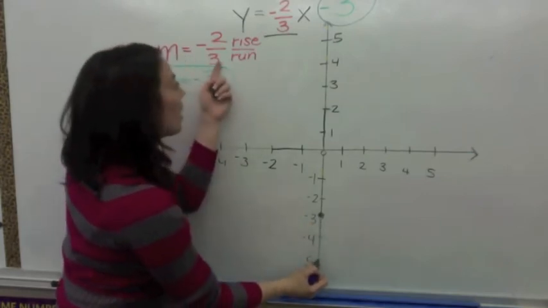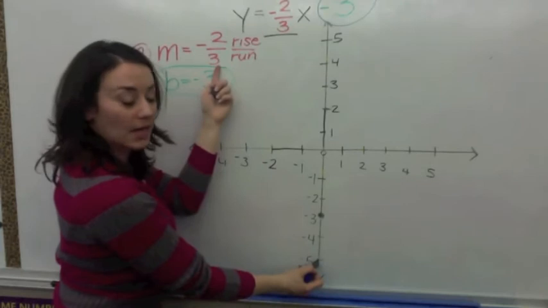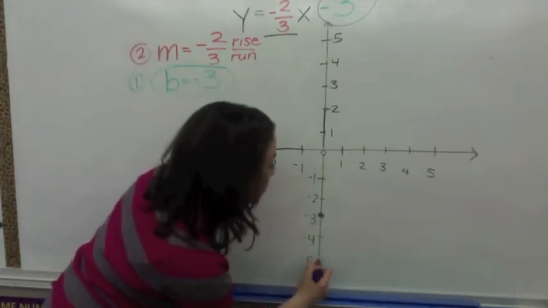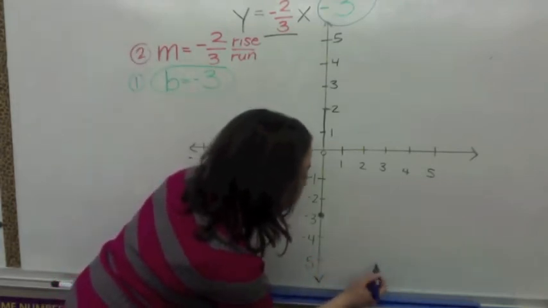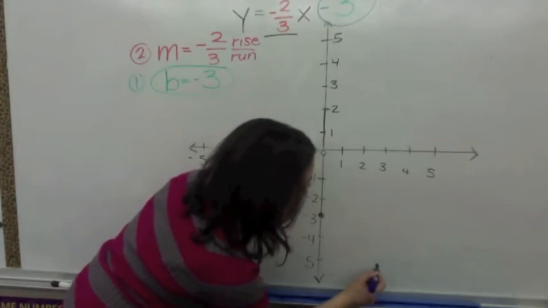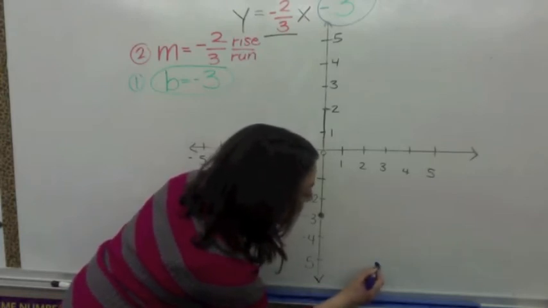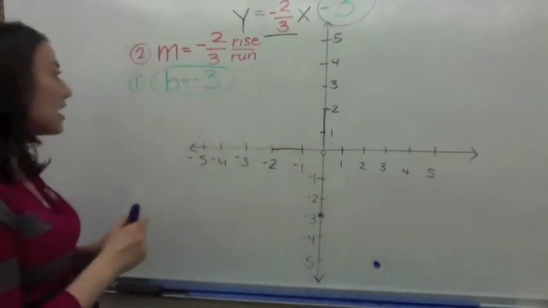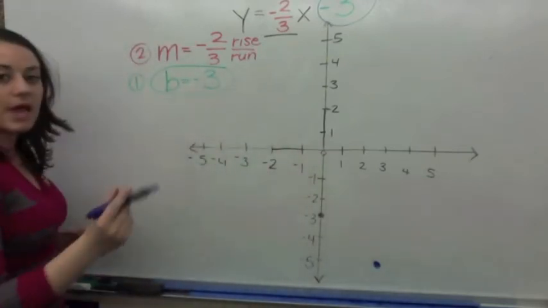And how many will you run over? You'll run over how many? 3. So down 2 and then over 3. 1, 2, 3. So that point should be at 5, -3. Now it looks like we've run out of room. Oh my goodness, what to do, what to do? Well, let me ask you this.